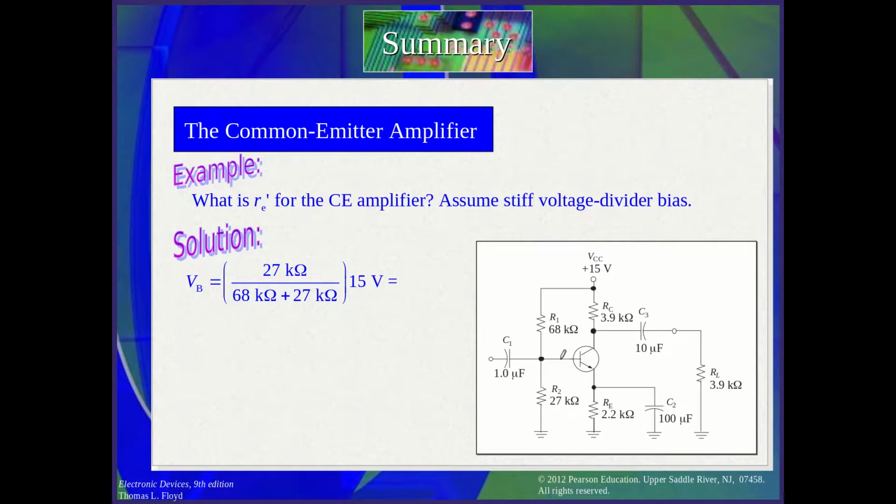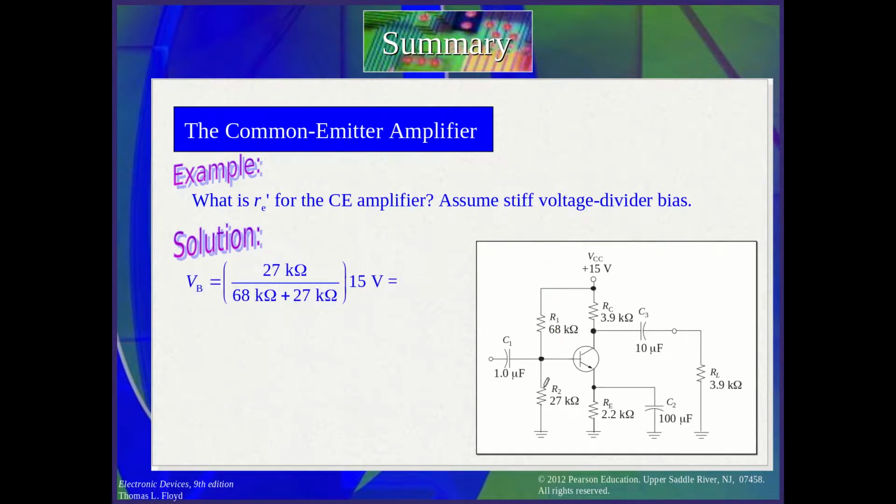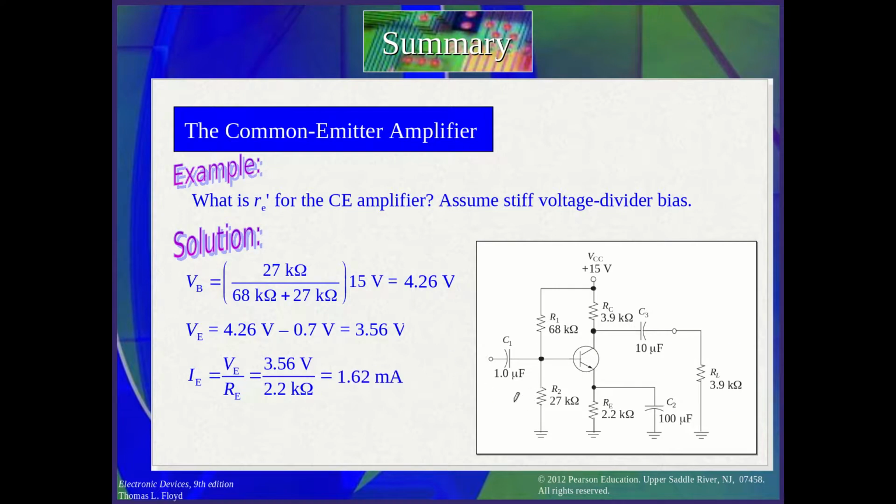So VB at this point, assume the voltage divider. If you remember the voltage divider, you calculate it as R2 over R1 plus R2 multiplied by the VCC. You have the number for the VB, then you subtract 0.7 from the VB to get the VE voltage here. Then you have a resistance here to get the IE, the current in the emitter. Then you use the previous equation for re dash, 25 millivolt over the IE, to get the re dash here. Now let's see another example.